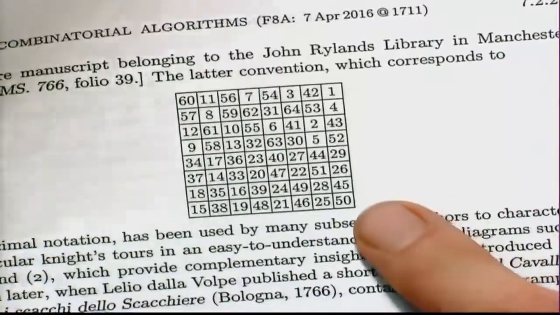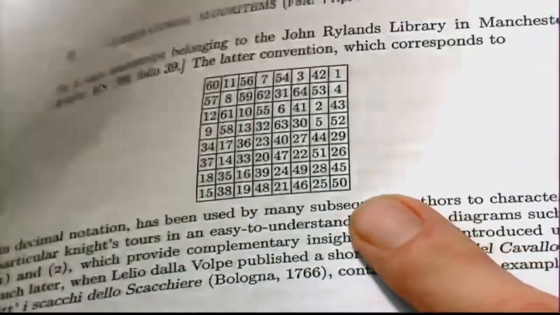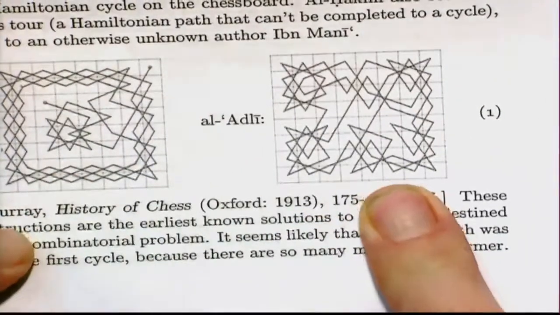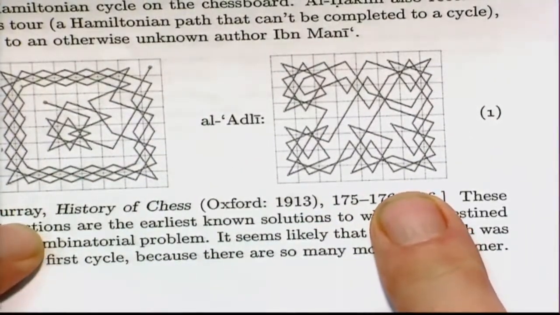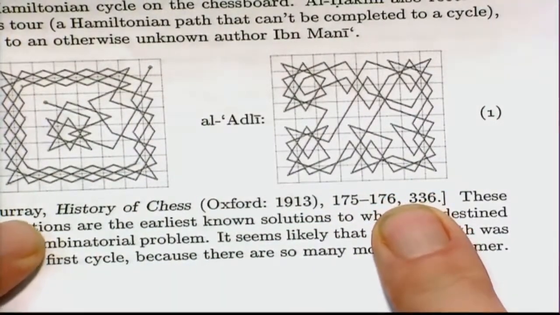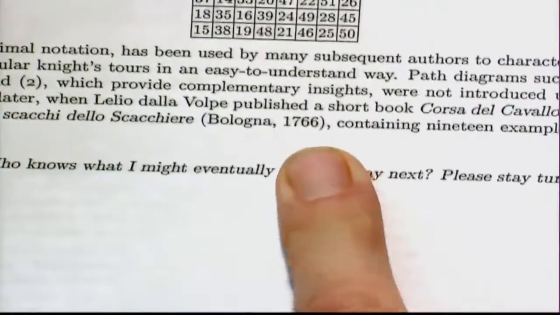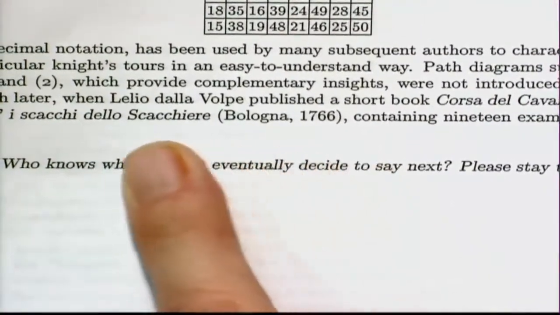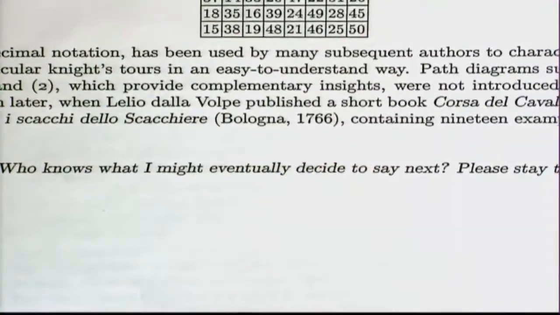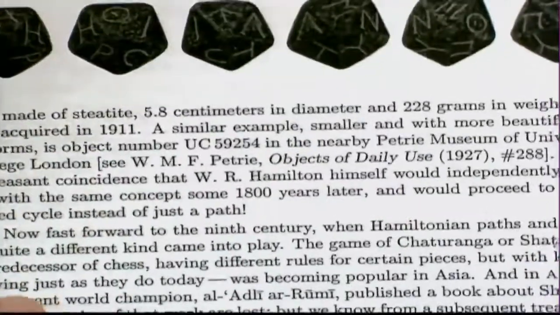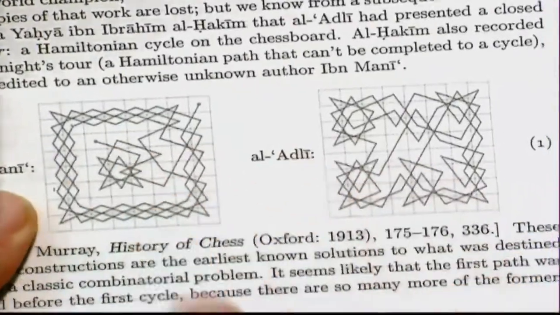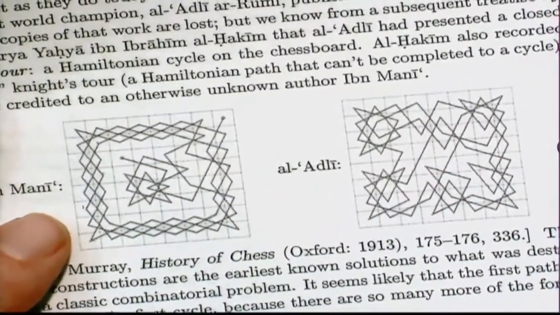Now, you might say, well, why didn't they draw a path picture like this? Why didn't they do one of these things? Well, that wasn't invented, as far as anybody knows, until the 1700s, about 1750. There's a book, 1766, in Italy, about chess. The first time a knight's tour was actually drawn in this kind of fashion.